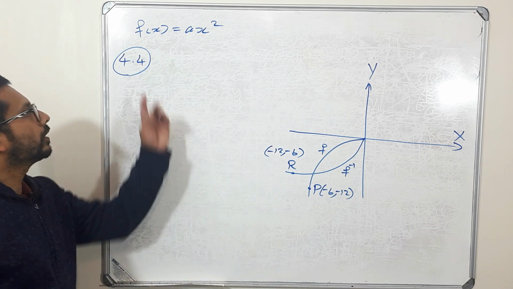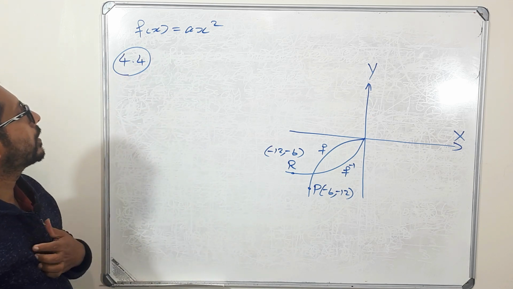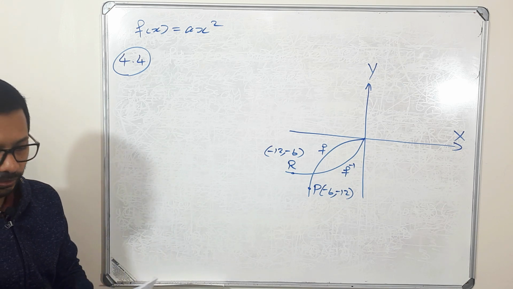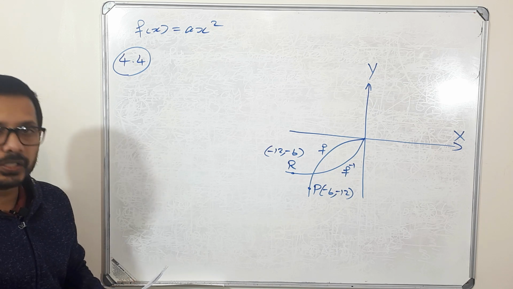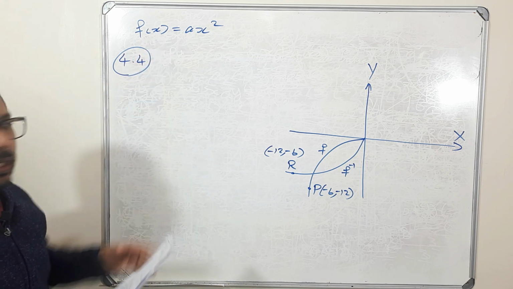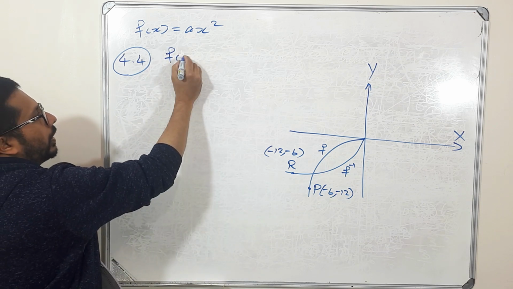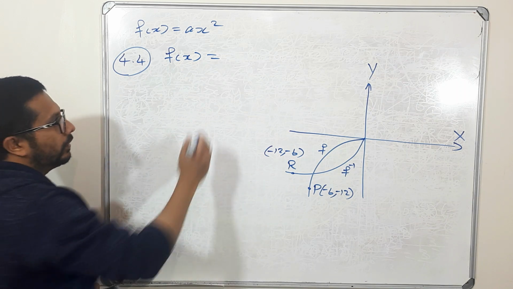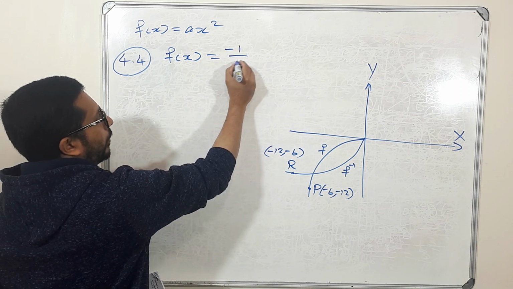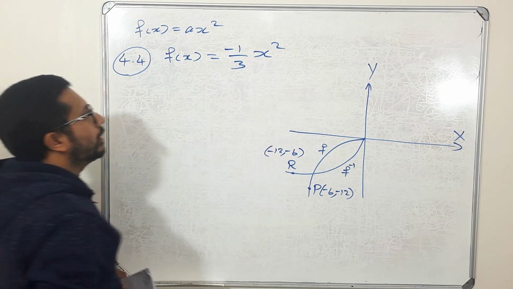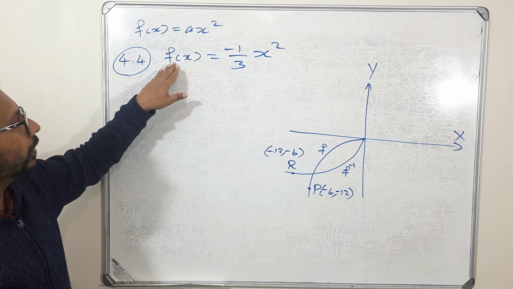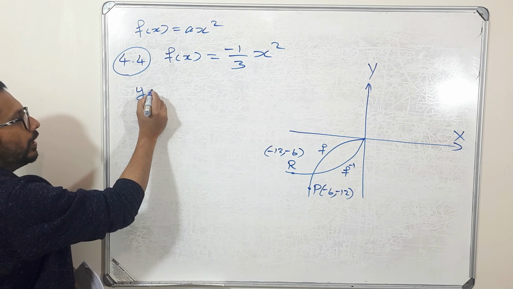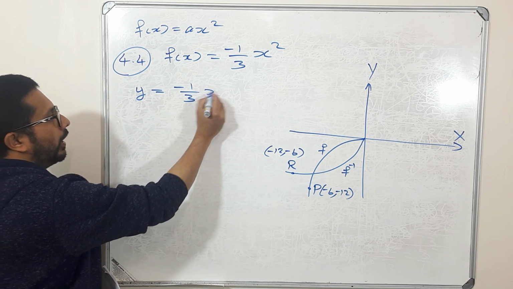Okay, next one is question number 4.4. What is the question? Write down the equation of f inverse of x in the form of y is equal to. So this is our f of x. Let's write once more. F of x is equal to ax squared. In the previous question we got the value of a, that was minus 1 over 3 x squared. Now you know that this f of x is the same as y. So let's write that step. Y is equal to minus 1 over 3 x square.